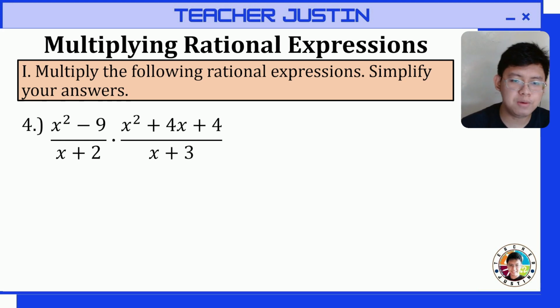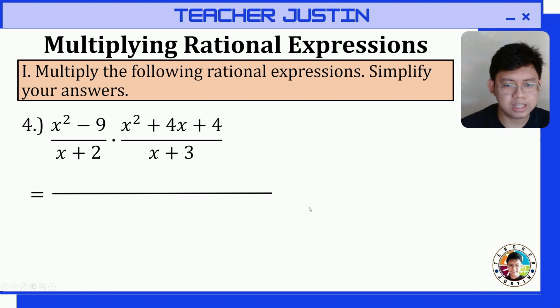So, meron tayong dalawang rational expression dito and we're asked to get their product. So, ang first step natin pag nagmumultiply tayo ng rational expression is for us to factor our numerator and denominator. So, factor natin yung ating numerator at ang ating denominator.